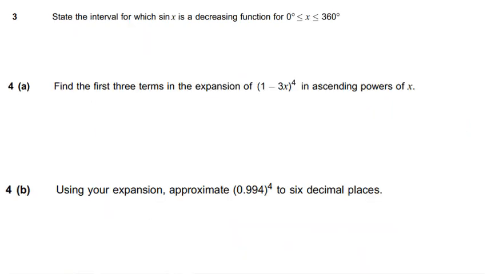Okay, question 3. State the interval for which sin x is a decreasing function if x is between 0 and 360. Well, let's just draw sine. Okay, so where's it decreasing? Between here and here. So that means that x is between 90 degrees and 270 degrees. Okay, notice that it's strictly greater than 90 and strictly less than 270 because at those points it's stationary, it's not decreasing. Okay, so it's only decreasing between those points.